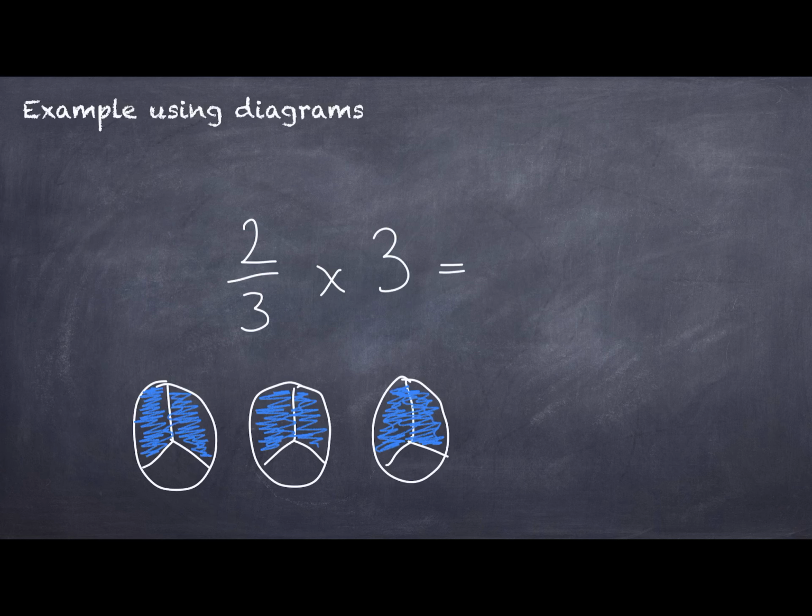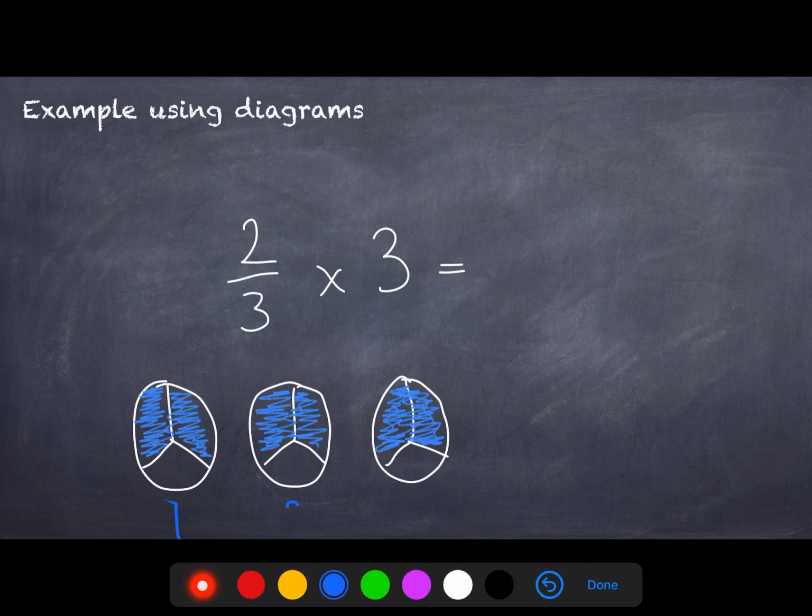So when we're looking at multiplying proper fractions by numbers, we're going to start off by using some diagrams to help us. So our question here is 2/3 times 3. What I've done is I've drawn some pizzas on the bottom of the screen, or some diagrams, but I'm going to call them pizzas because they look a bit like pizzas. And what I've done is I've shaded in 2/3 of each of the pizzas. Okay, so I've got 2/3 and I've got 3 lots of that. Okay, so I've got pizza number 1, pizza number 2, and pizza number 3.